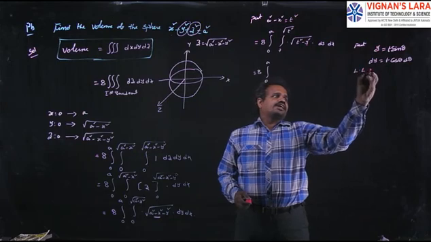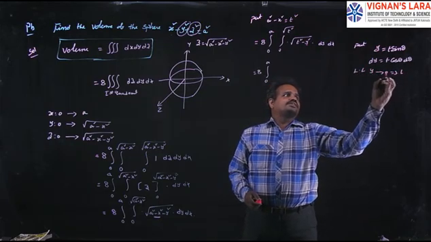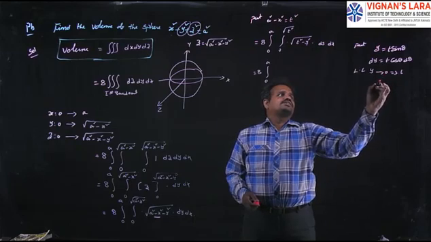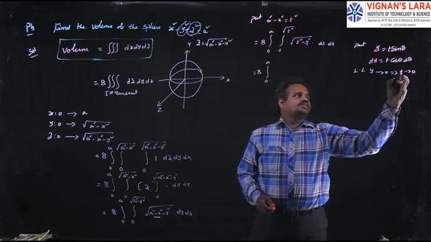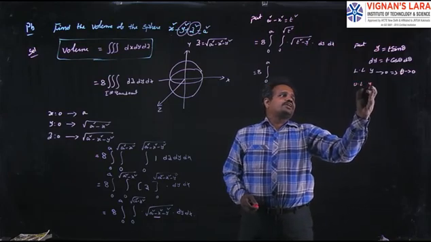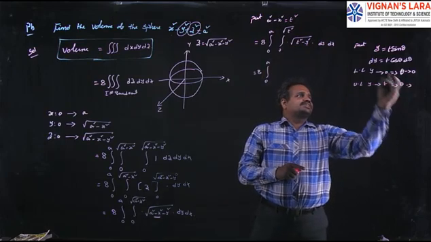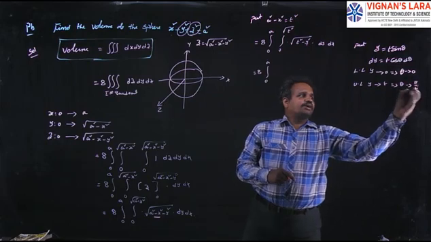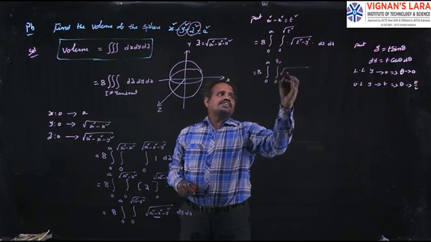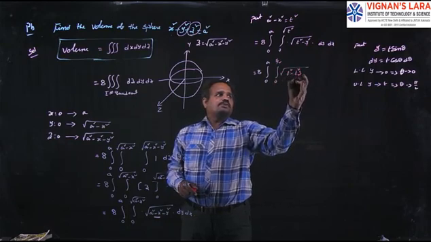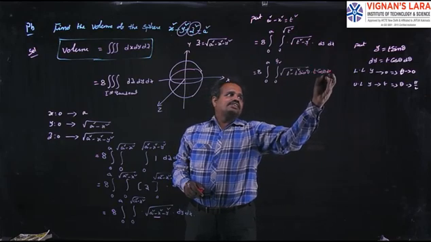Lower limit of y tends to 0 implies t sine theta reaches 0, so theta reaches 0. Upper limit y tends to square root of t square, which means t, that implies theta tends to pi by 2, the t getting cancelled. So 0 to pi by 2. Here I am using substitutions, then it becomes easy. t square minus t square sine square theta, dy is t cos theta d theta into dx.